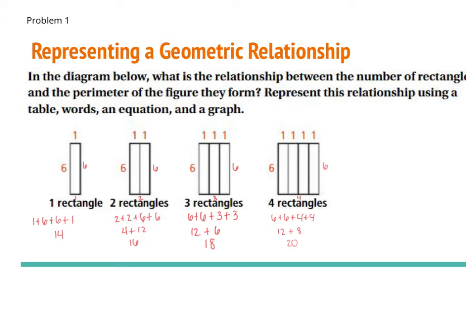So our input here would be the one rectangle, and then our output would be the perimeter, so it's 14. Input was 2 rectangles, output was 16 as the perimeter. Our input was 3 rectangles, our output was 18, so on and so forth.